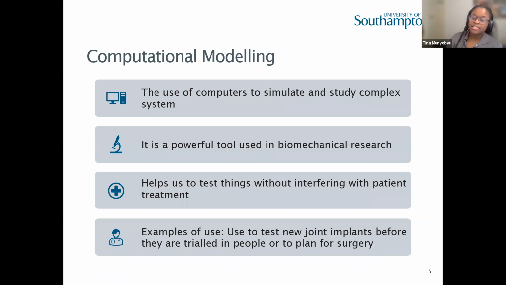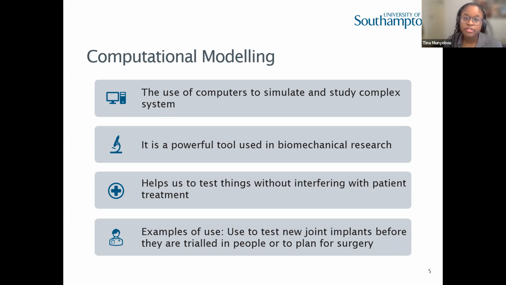So in health science and engineering, the two fields that I'm in, it's important to develop a better understanding of the biomechanical parameters or factors so that we can improve clinical assessment as well as the design of treatment for musculoskeletal disorders such as osteoarthritis.